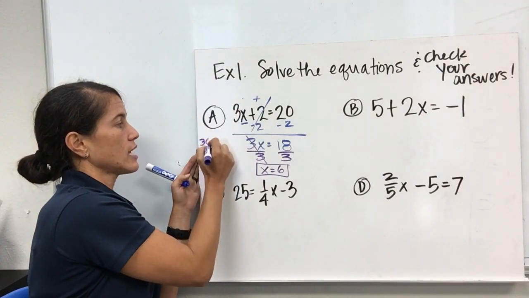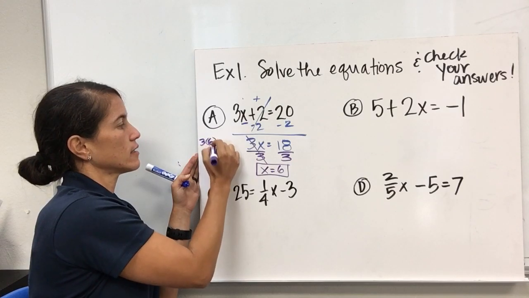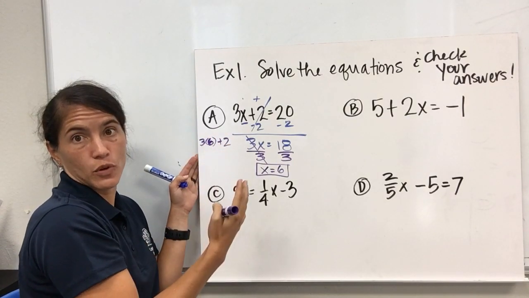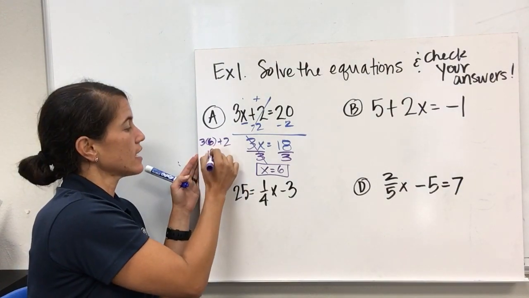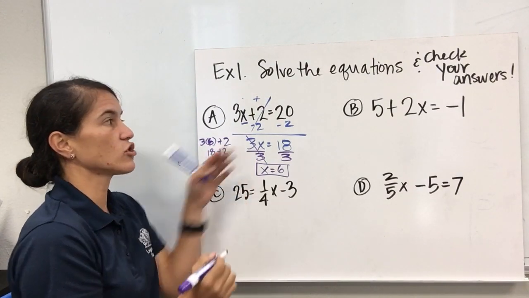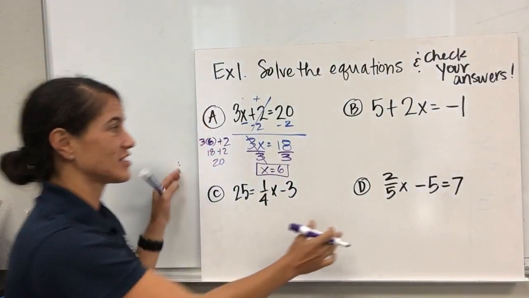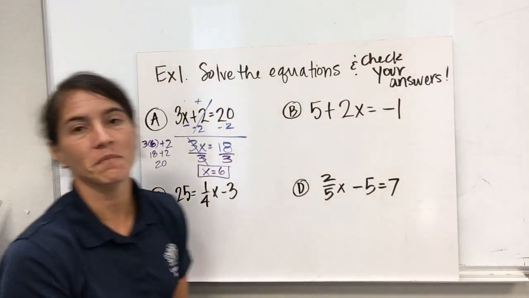Now, to check our answer, we plug it back in. So we would say 3 times 6 plus 2. 3 times 6, and now we have to follow the order of operations. 3 times 6 is 18. 18 plus 2 is 20, and that's what we were trying to get. So we did good with problem A. Let's sort through problem B.